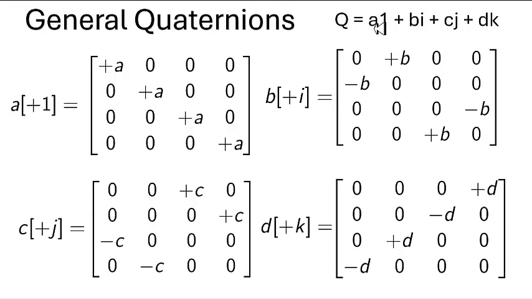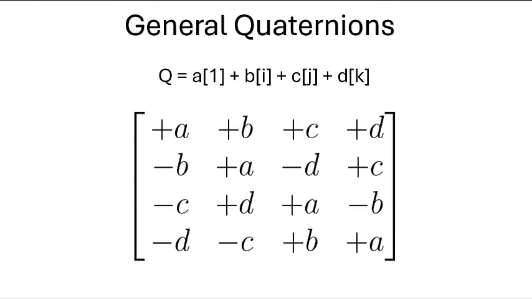And then if you want to do A1 plus BI plus CJ plus DK, you'll add this matrix and this matrix and this matrix and this matrix, and you'll end up with this matrix. Okay, so A times the 1 matrix plus B times the I matrix plus C times the J matrix plus D times the K matrix gives you this generalized quaternion matrix right here.